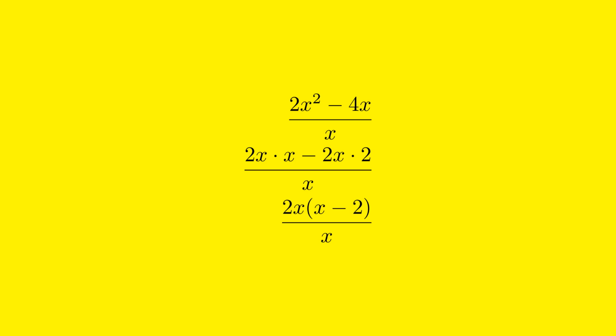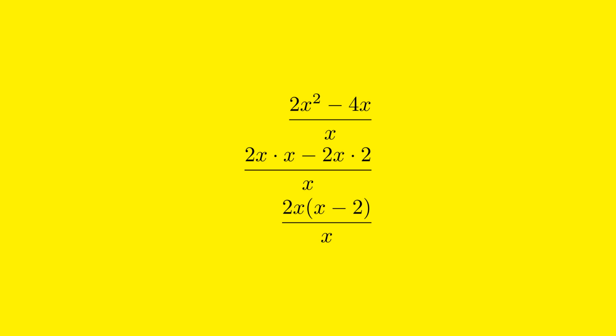When we factor 2x from 2x squared, we get 2x times x. When we factor 2x from minus 4x, we get 2x times minus 2. So, the numerator 2x squared minus 4x can be rewritten. It becomes 2x times open parenthesis x minus 2.